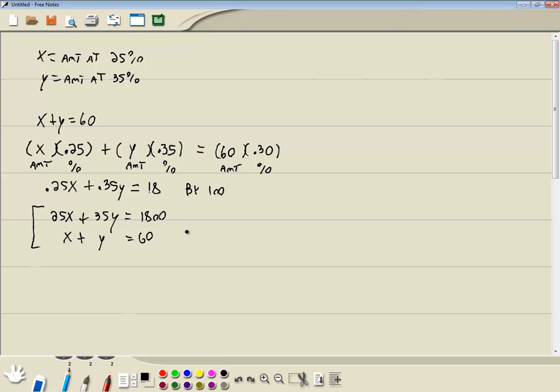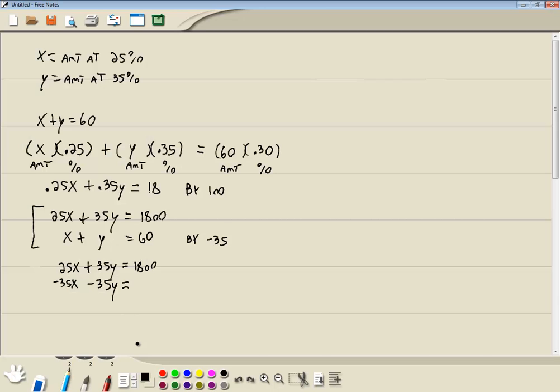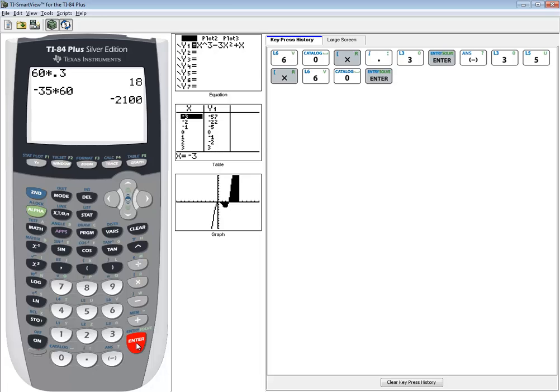So I'll eliminate the y's. I'm going to multiply everything in the second equation by negative 35. So I've got 25x plus 35y is equal to 1800. Negative 35 times x is negative 35x. Negative 35 times y is negative 35y. And negative 35 times 60, I shouldn't have to use my calculator, but that gives us negative 2100.